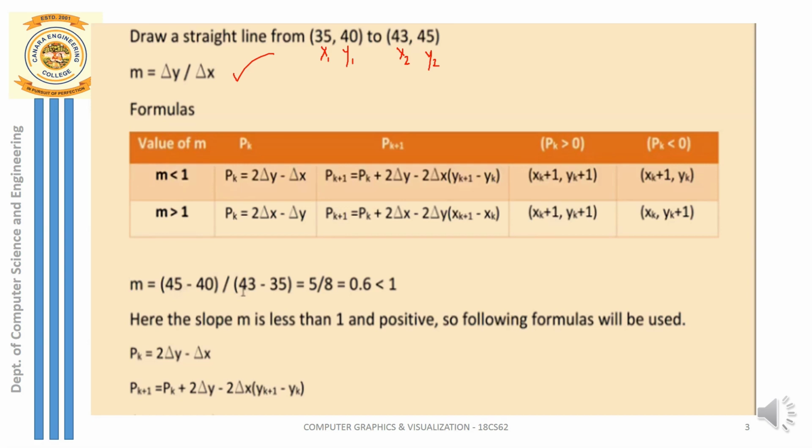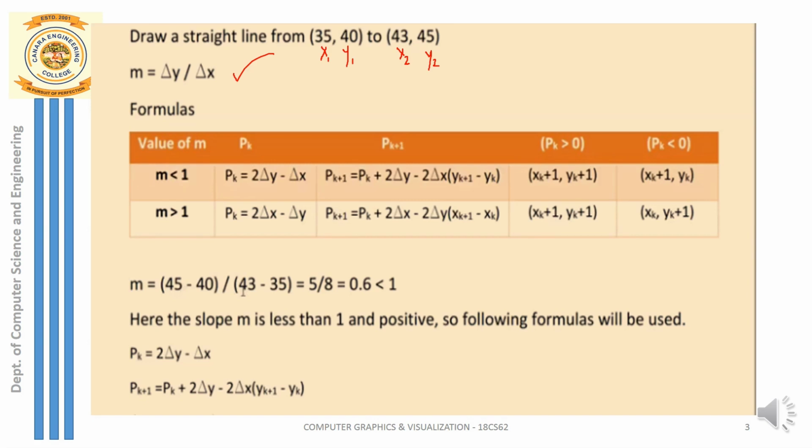So here let's calculate the slope. The formula is 45 minus 40, that is y2 minus y1, divided by 43 minus 35, that is x2 minus x1, which is equal to 5 by 8, and that is equal to 0.6. So we got the slope, and the slope is equal to 0.6. Now as per our algorithm, we are supposed to check two cases.